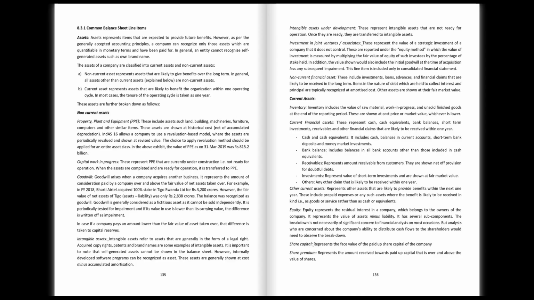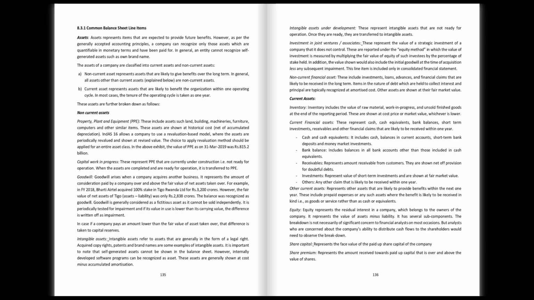Investment in joint ventures/associates represents the value of a strategic investment of a company that it does not control. These are reported under the equity method, in which the value of investment is measured by multiplying the fair value of equity of such investees by the percentage of stake held. In addition, the value shown would also include the initial goodwill at the time of acquisition less any subsequent impairment. This line item is included only in the consolidated financial statement.